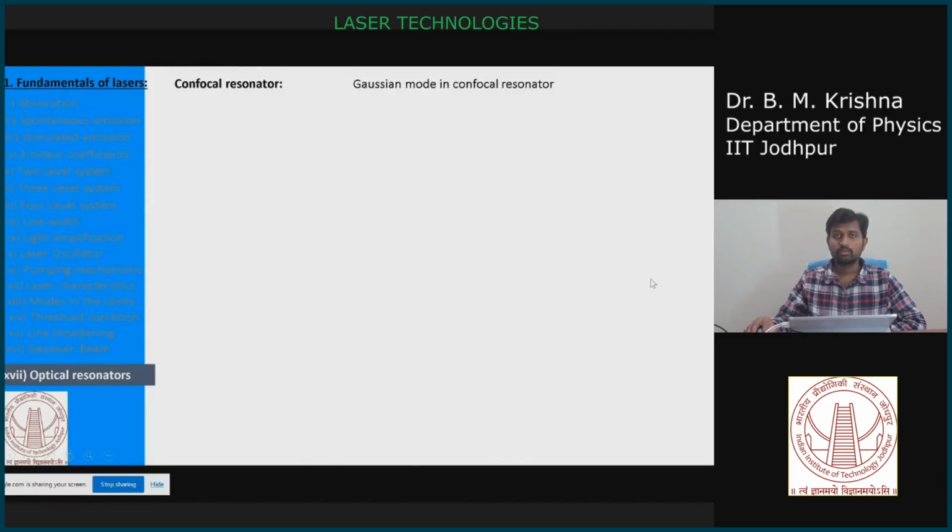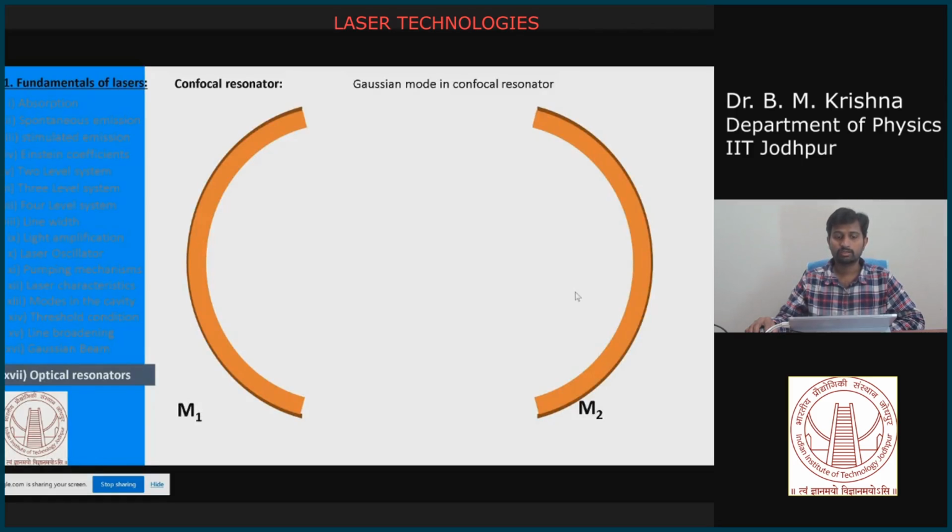Okay, now we will always try to focus on a Gaussian mode, because in many practical usages the Gaussian mode is the main priority. So now we will discuss how a Gaussian mode can be sustained in this kind of resonator. Take a confocal resonator. In a confocal resonator, the shared focus will be at the center. Your R1 and R2 are designed such that both are separated by distance L.